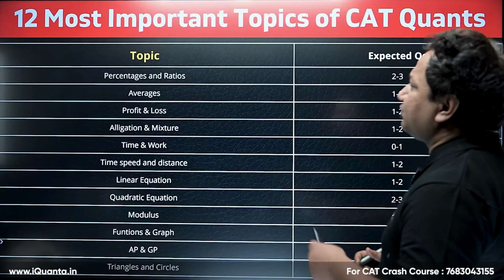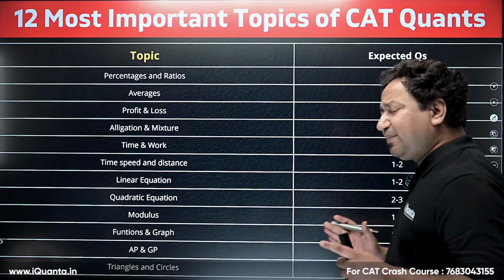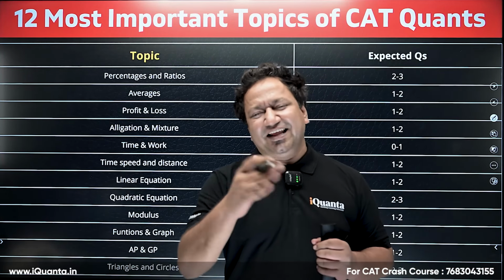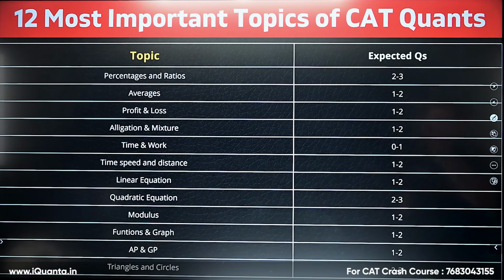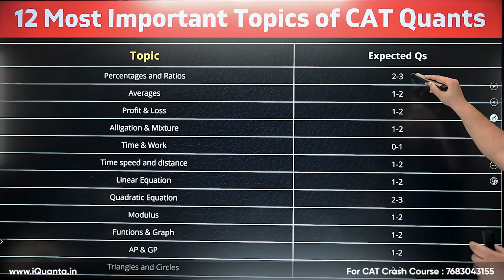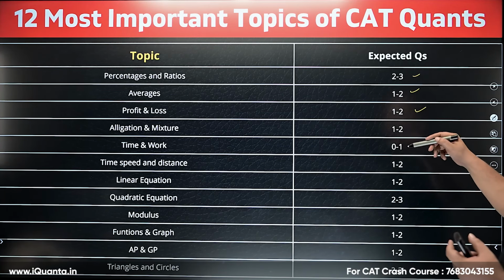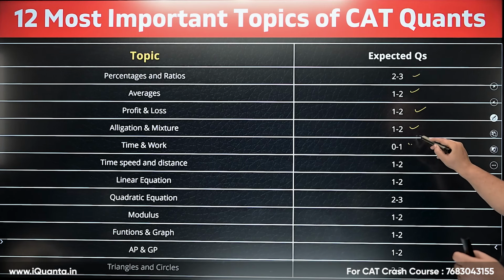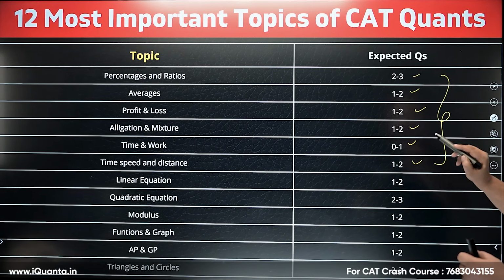Coming to the fourth thing, the 12 most important topics of CAT Quant that I have given. In LRDI and VARC, you don't have any important topics because they can ask anything. So here, from the last few years that I've analyzed, from percentages and ratios you can expect 2 to 3 questions, averages 1 to 2 questions, profit and loss 1 to 2, alligation and mixture 1 to 2, time and work 0 to 1, time and distance 1 to 2. By the way, this entire cluster is arithmetic.